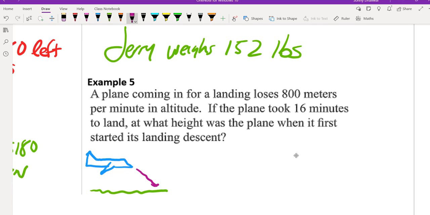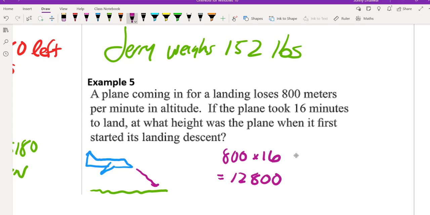Yes, Alice? I know the answer. Okay, how did you come up with the answer? I used the calculator. Okay, but what calculation did you do? 800 times 16. Yeah. So for every minute, it drops 800 meters, but it took 16 minutes to drop. So we just multiply by 16. 800 times 16. And what should the answer be, Alice? 12,800.